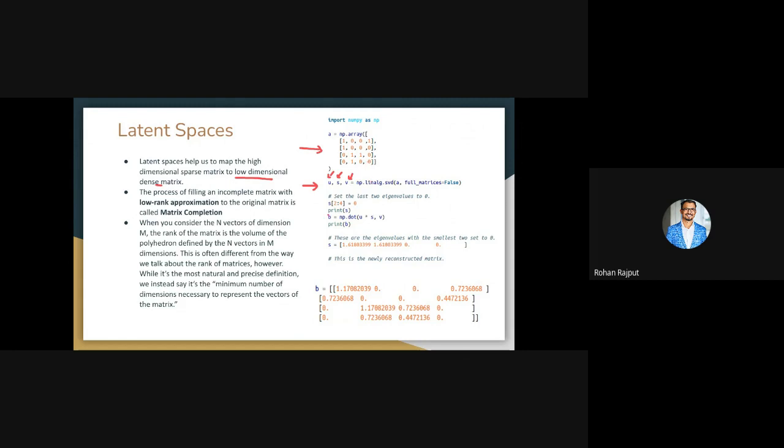Here we are using singular value decomposition because it can work for any kind of matrix, whether rectangular or square, whereas to use proper eigenvalues you need a square matrix. With SVD, you can generate these singular values. We are trying to generate the eigenvalues, and once we get them, we set the last two eigenvalues to 0.